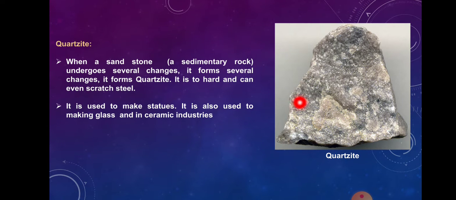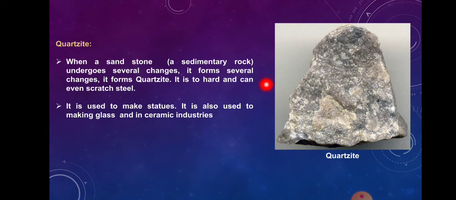Now we will see another type of metamorphic rock, that is quartz. You can see the structure of quartz. Sandstone is a sedimentary rock. You learned yesterday that when sand gets deposited, sandstone is formed. Sandstone is red in color, and the famous building, our Red Fort, is made from sandstone, as you learnt in a previous class. When this sandstone undergoes several changes, it forms quartz.